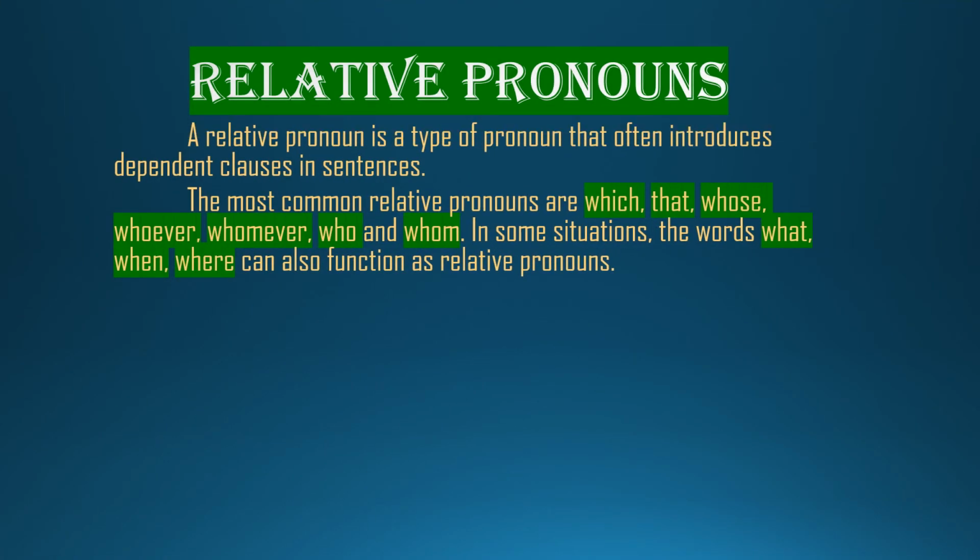Now see the sixth kind, that is relative pronouns. Here relative pronoun, a pronoun is a type of pronoun that often introduces dependent clauses in sentences. यानी वो pronoun जो क्या करता है, clauses को introduce करता है, स्पेशली टू द डिपेंडेंट क्लॉज. क्लॉजेस हमने जो नाइन्थ में भी देखे थे, जैसे मेन क्लॉज, डिपेंडेंट क्लॉज. अब यहाँ पे डिपेंडेंट क्लॉज को इंट्रोड्यूस करता है, दैट इज रिलेटिव प्रोनाउन.